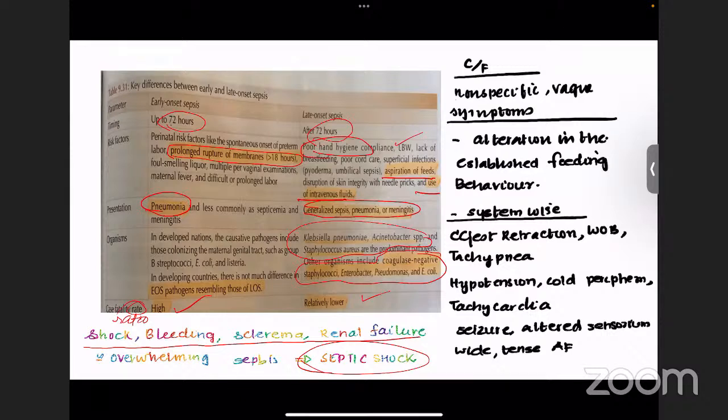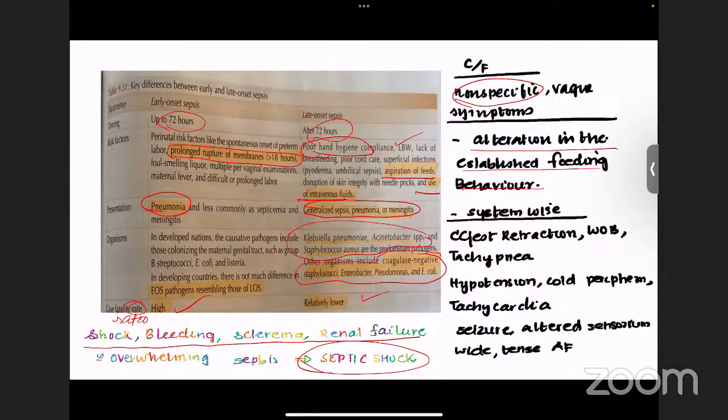Clinical features are always non-specific, but see this: a neonate was feeding well, either spoon feed, paladai feed, or breastfeeding. Suddenly, you see there is an alteration in the established feeding behavior.